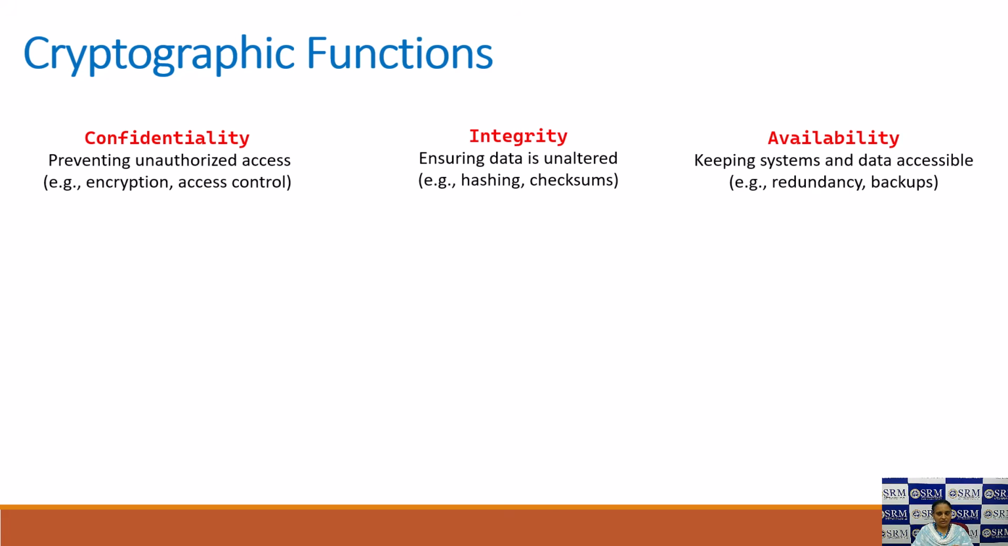That data should be available. If it is not available, it means the data which is on the server is not available. Such a situation should not happen. That issue is availability. So keeping systems and data accessible is called availability.